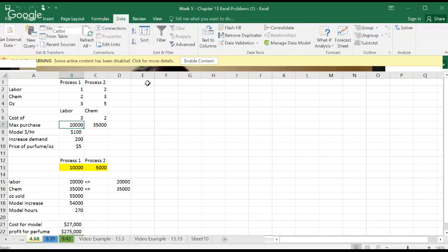What was your Excel reference or the formula for the ounces produced demand? It was just the increase from the model plus the 1,000 that would have been demanded without the model. That would be less than or equal to. Yeah, because you don't want to produce more than that in demand. And the model increase is just ounces produced.